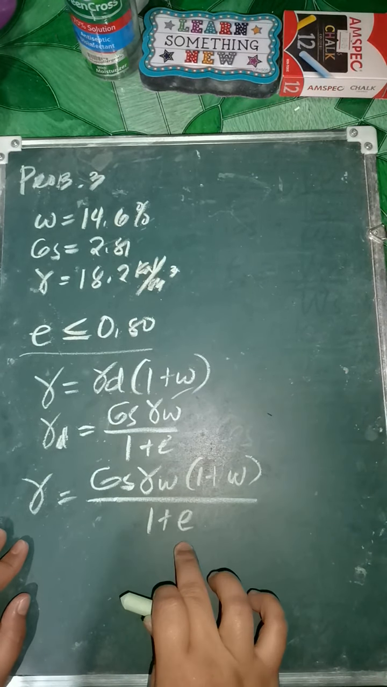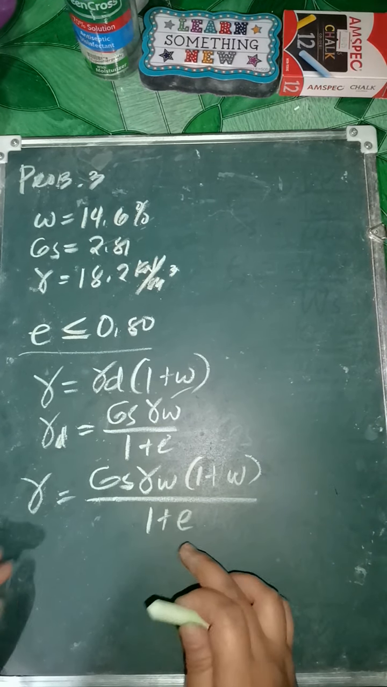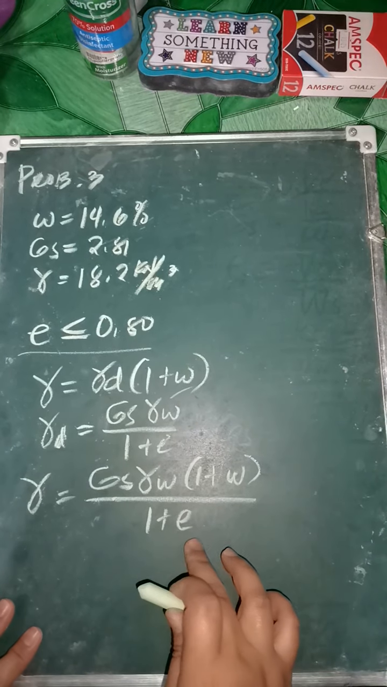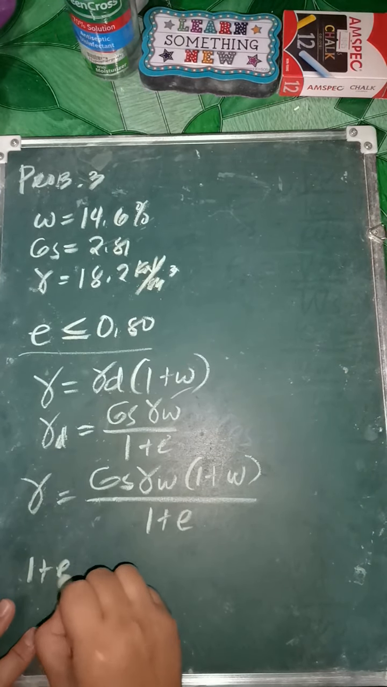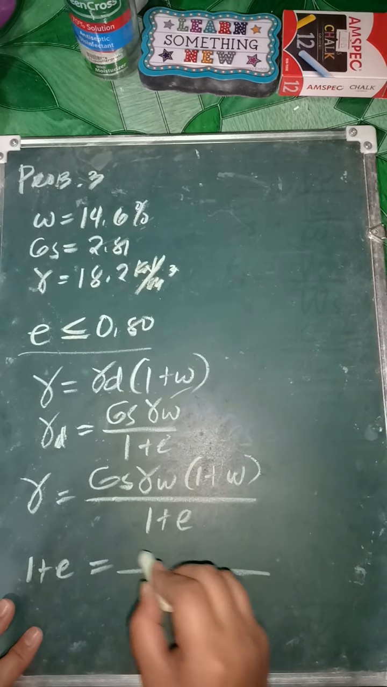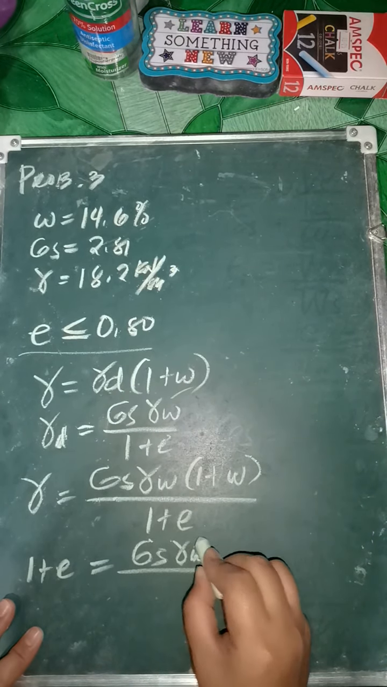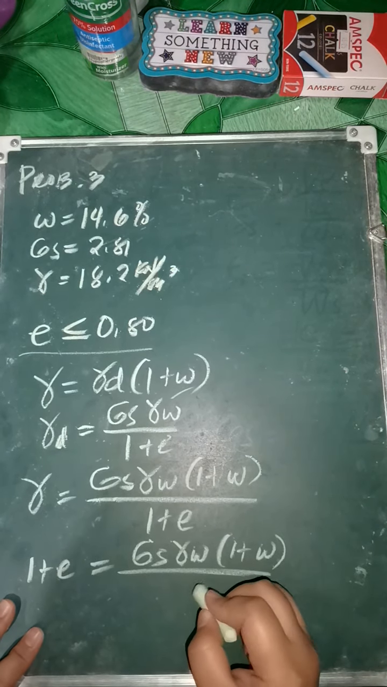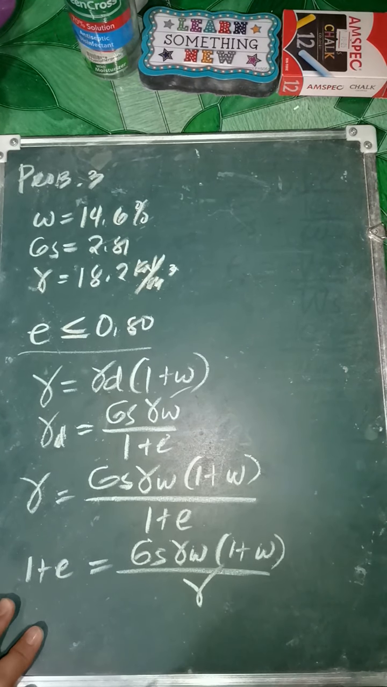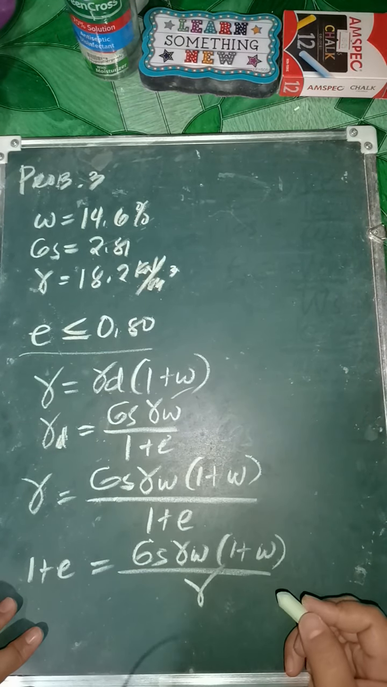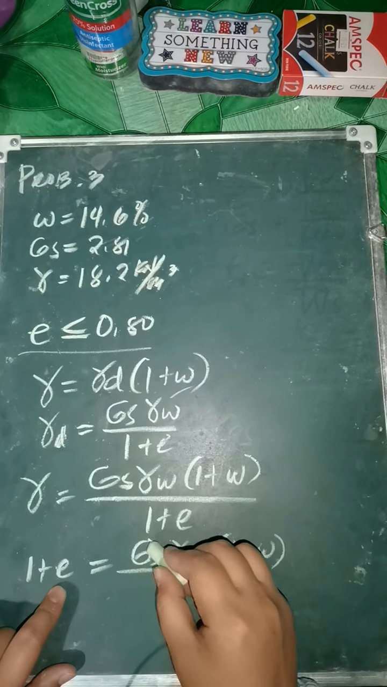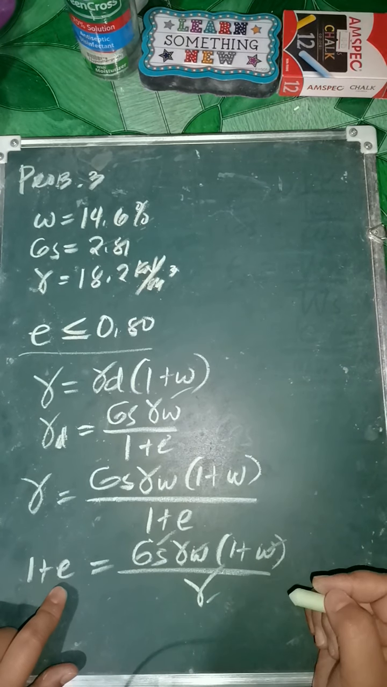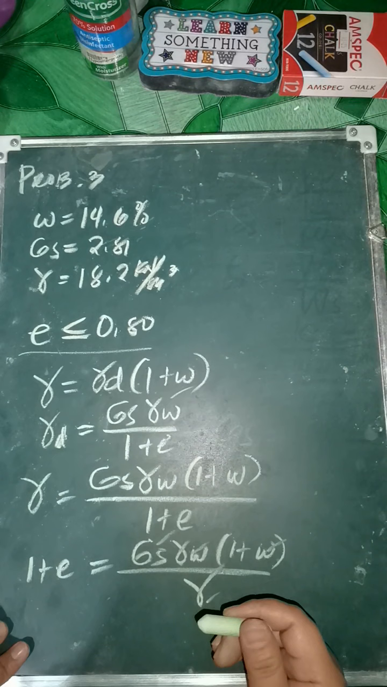So our objective here is to solve for the E. So we can have also from this equation, we will transpose this one. So we have 1 plus E equals to Gs times unit weight of the water times 1 plus the moisture content over the unit weight of the soil. That's it. So we can solve for the E. We have this one, we have this one, we have this, and we have this. So we have all of the values. So let's try to solve.